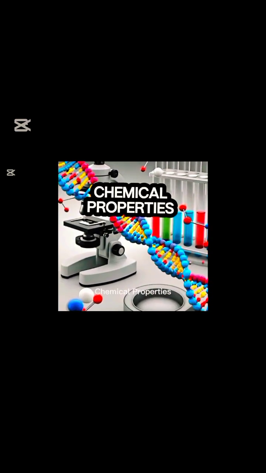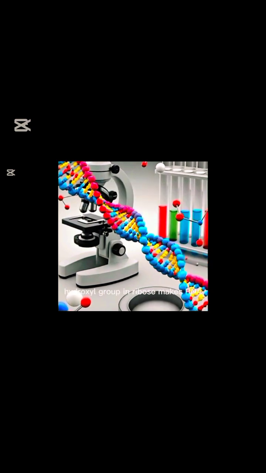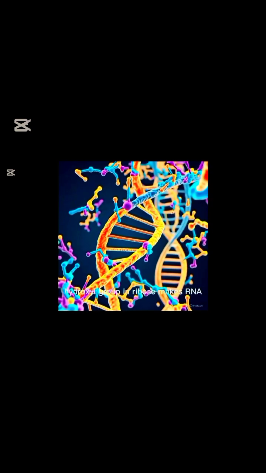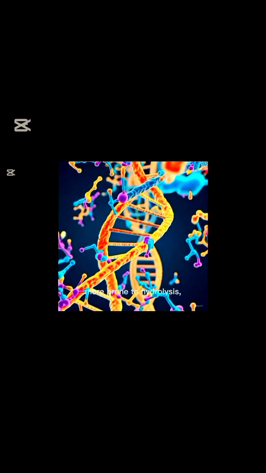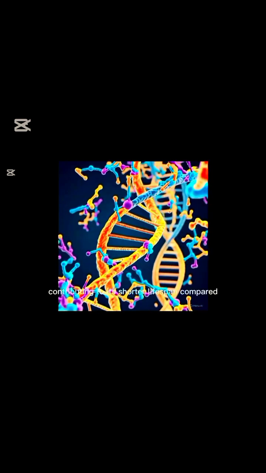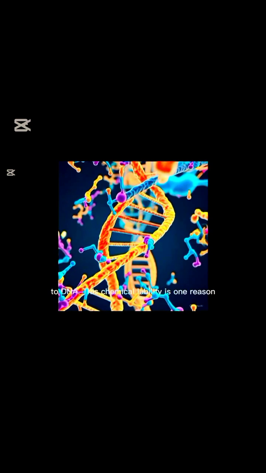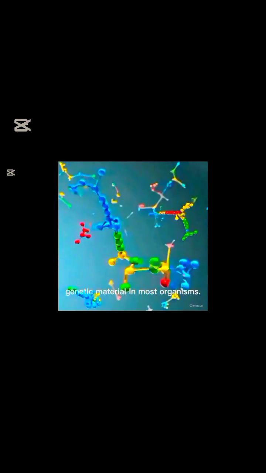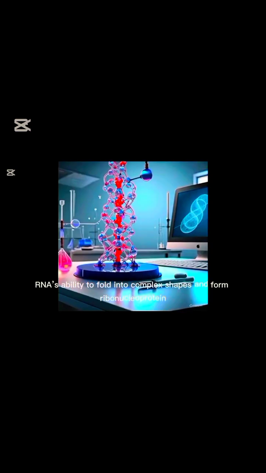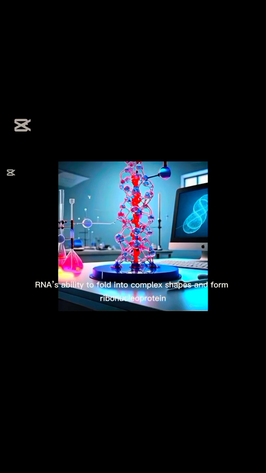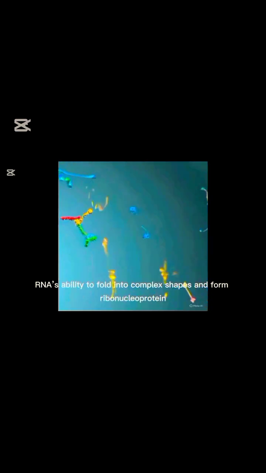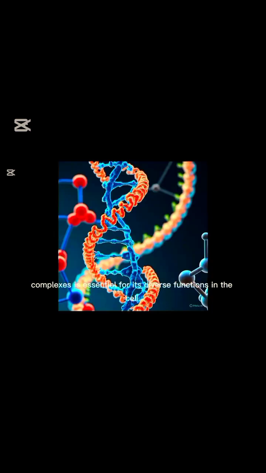Chemical properties. The presence of the 2' hydroxyl group in ribose makes RNA more prone to hydrolysis, contributing to its shorter lifespan compared to DNA. This chemical instability is one reason DNA is the preferred long-term genetic material in most organisms. RNA's ability to fold into complex shapes and form ribonucleoprotein complexes is essential for its diverse functions in the cell.